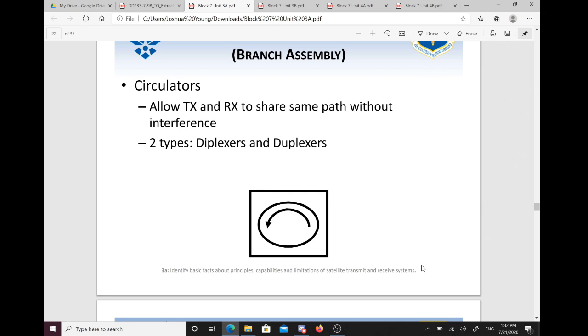Now that we've talked about that, does everybody understand the difference between diplexers and duplexers? Yes, sir. Can you explain diplexer one more time?